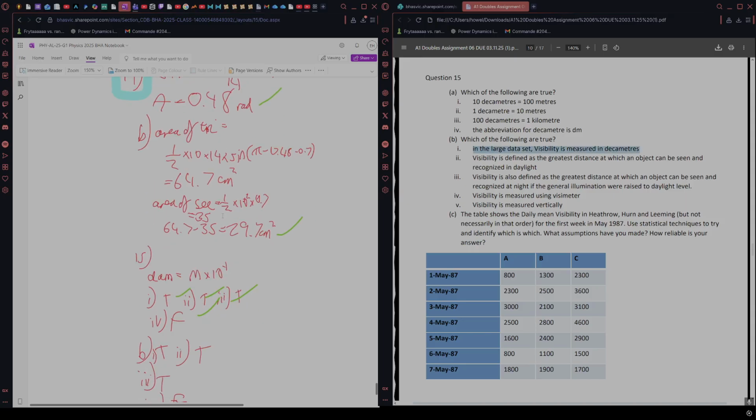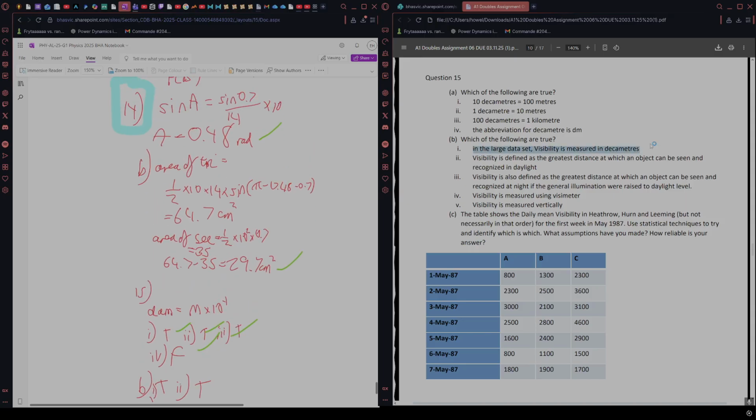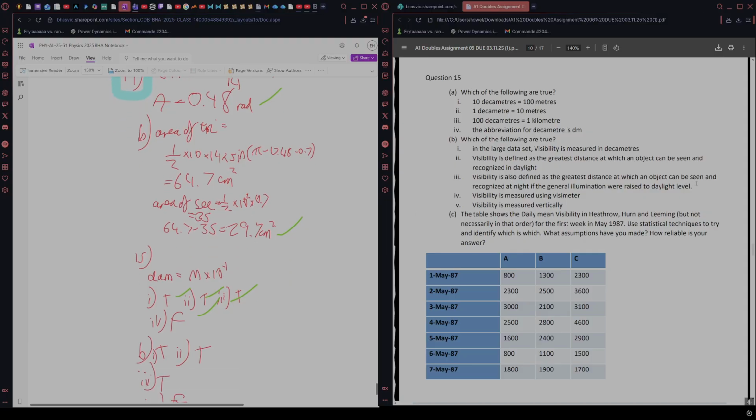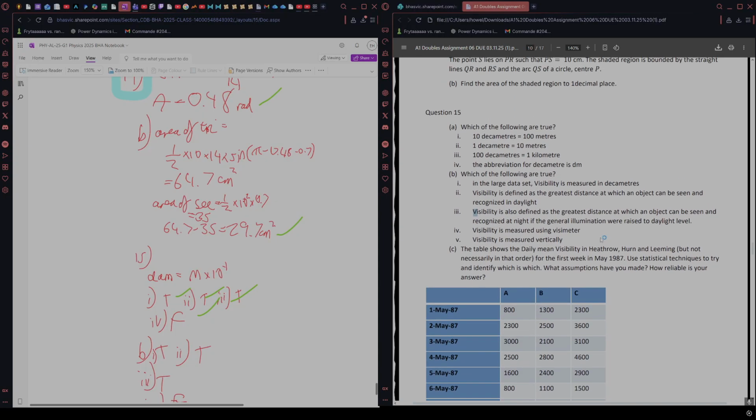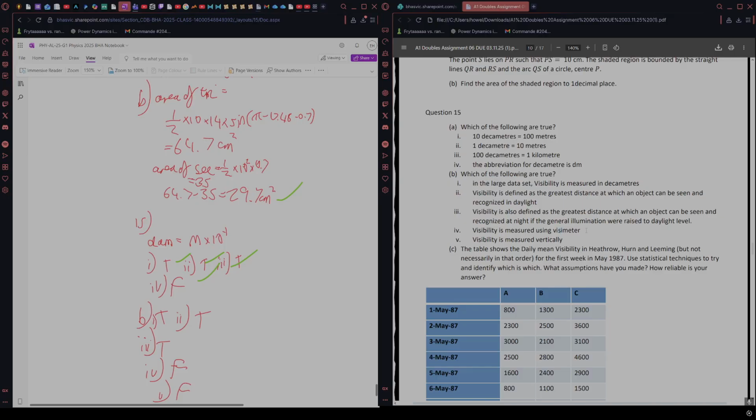Which of the following are true? So obviously 1 is true, because otherwise why would we be learning about decameters? Visibility is defined as the greatest distance. Well, that's obviously true. 3 is also true, because it's just another definition of visibility. We should just know these definitions. Obviously 4 is false, because as we should know, it is a visometer, not a visimeter. This is ridiculous. Anyway, and visibility, this is actually quite obvious. All jokes aside, it is measured horizontally, not vertically, because if you think about it, you can't measure how long you can see into the horizon if you just look straight up, because you're just looking into the sky at that point.